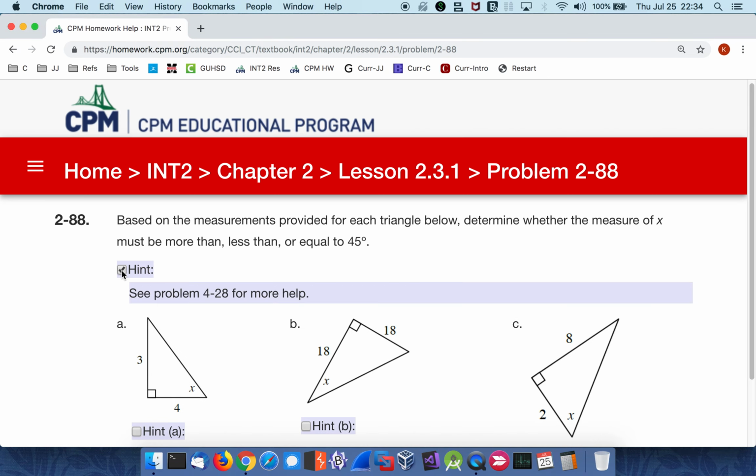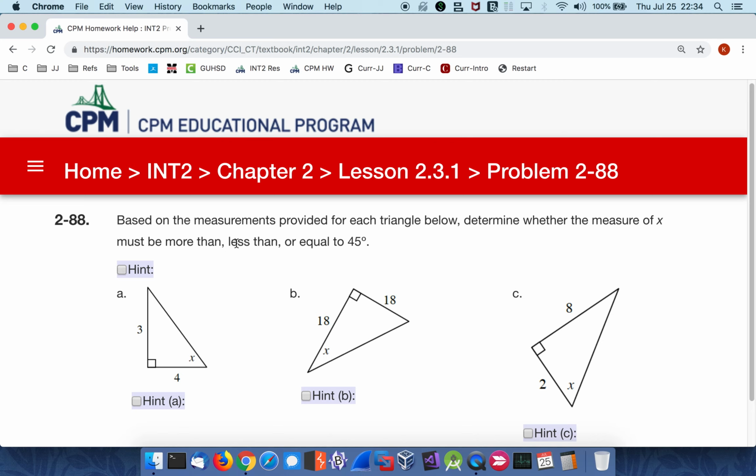Hint. Let's see, problem 4-TAC 28. We're on like 2-TAC-88. What are they talking about, 4-TAC-28? Man, I don't get these guys at all. Okay, but I think I know what they're going for here.